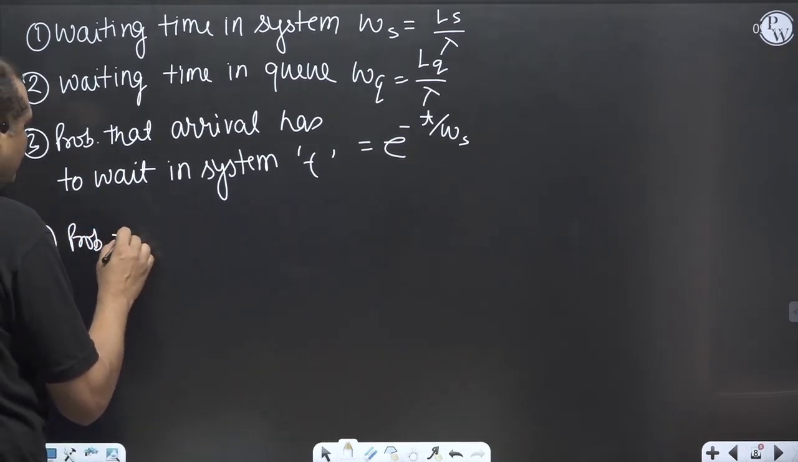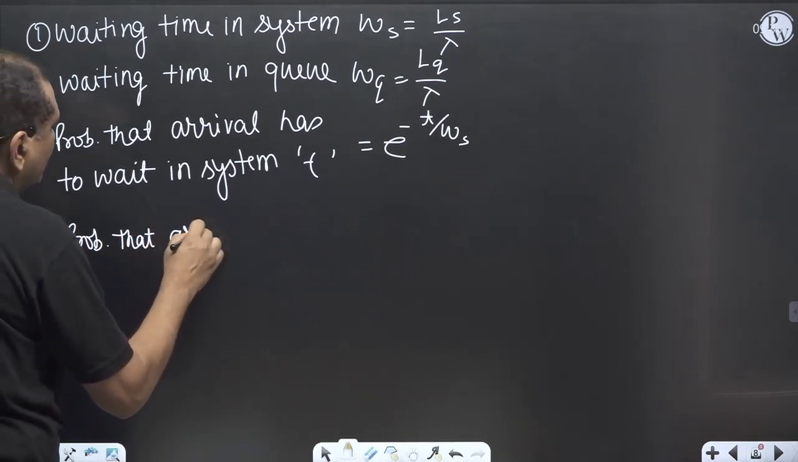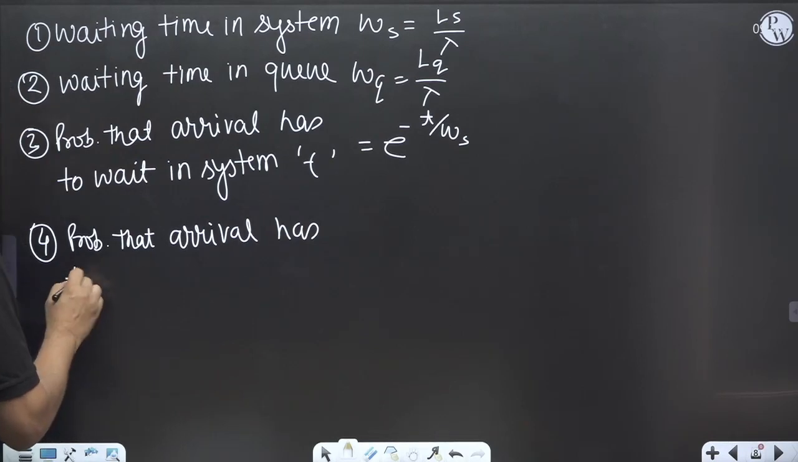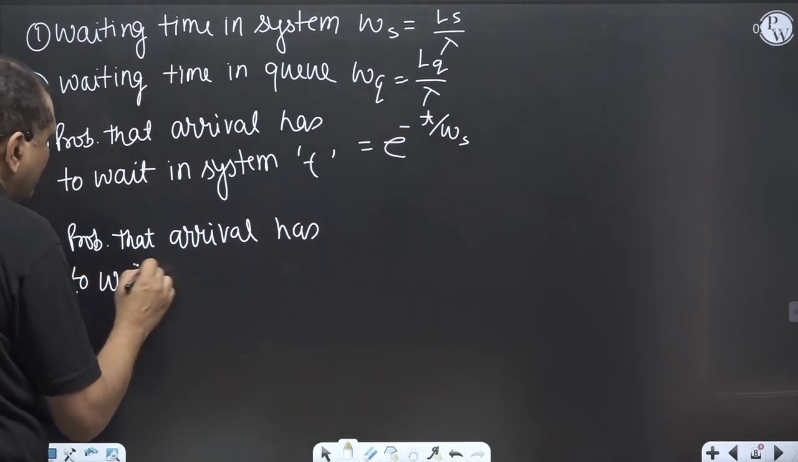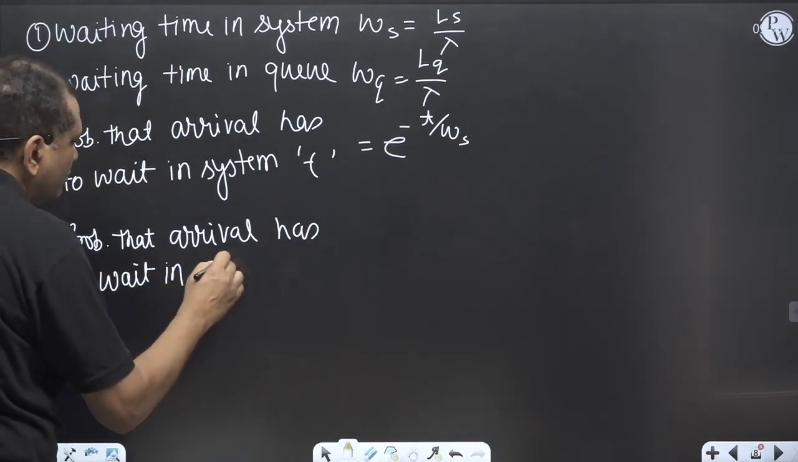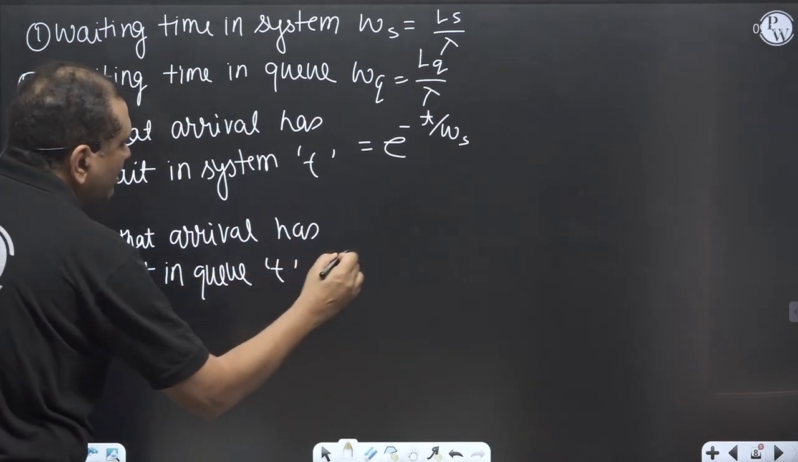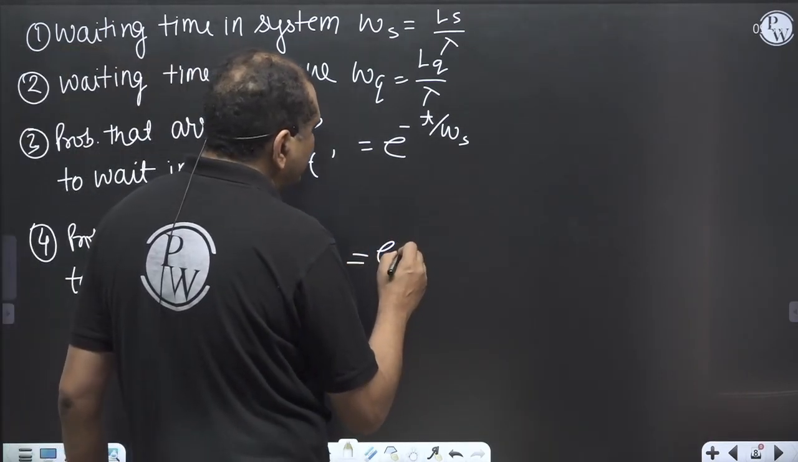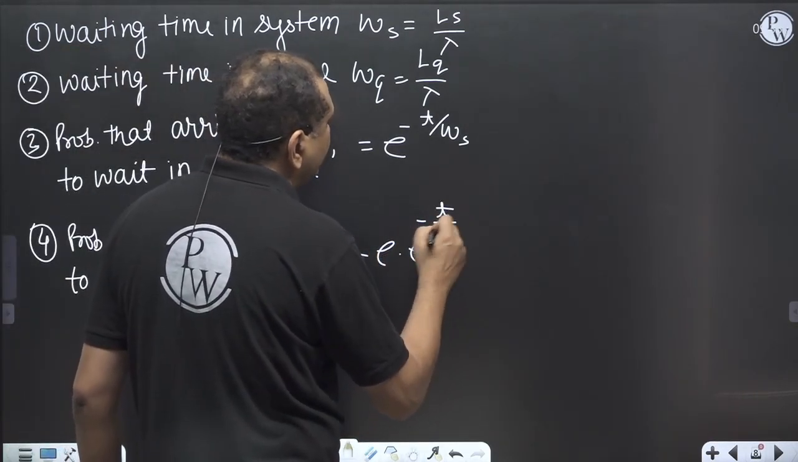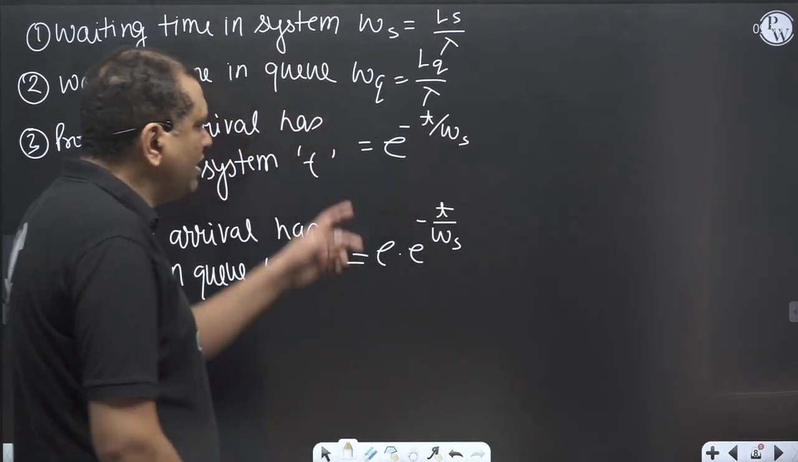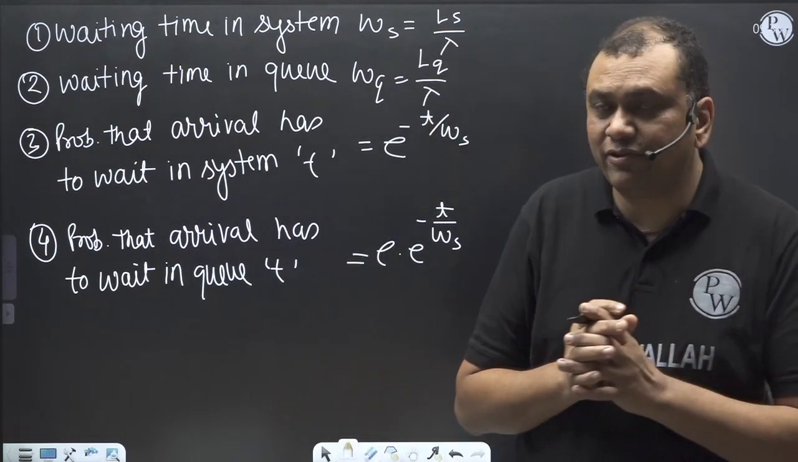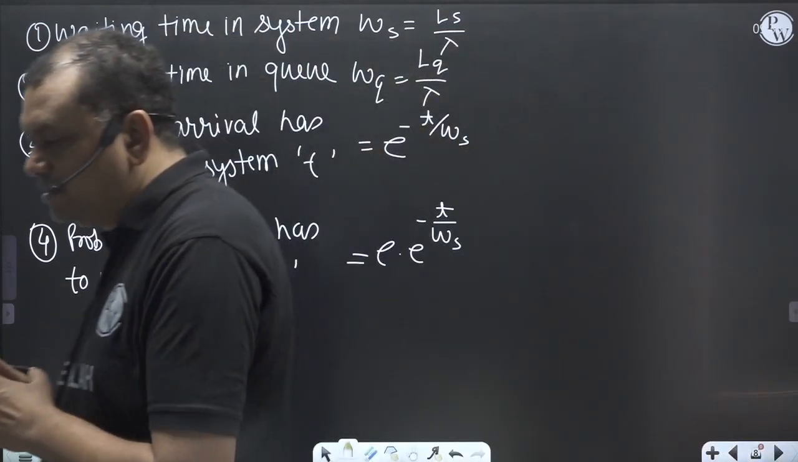Probability that an arrival has to wait in queue for more than time t, in the queue for more than time t, is rho times e raised to power minus t by Ws. It's the same thing but multiplied by rho. So you have to be a bit careful about these formulas.